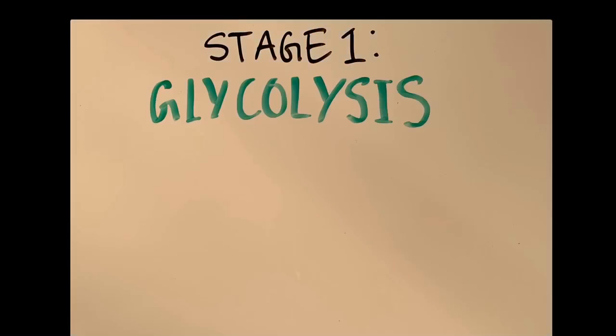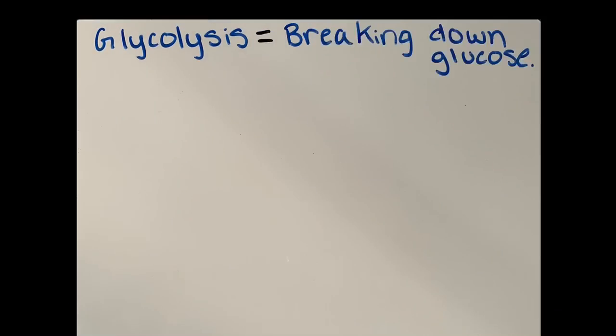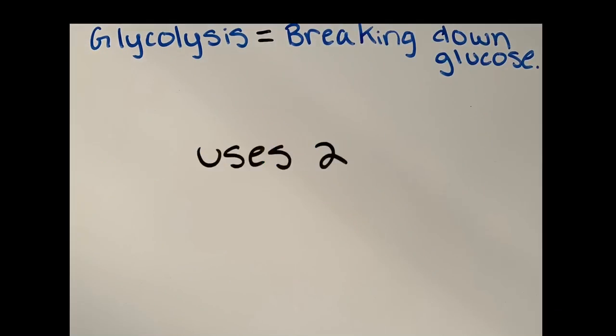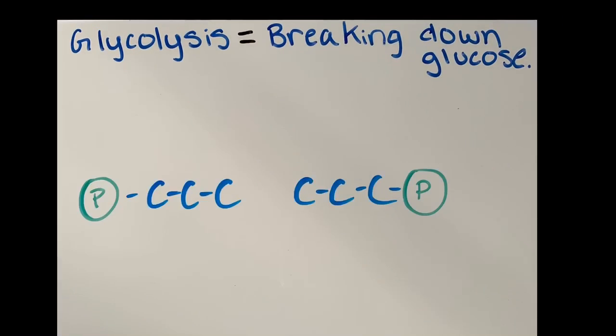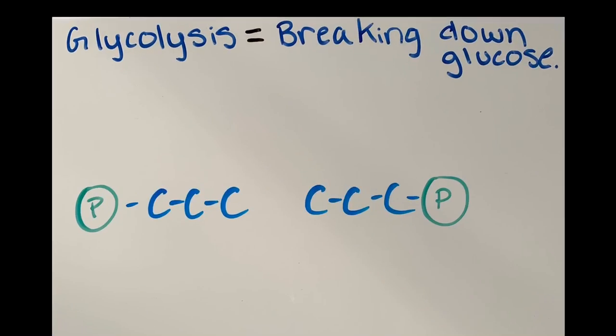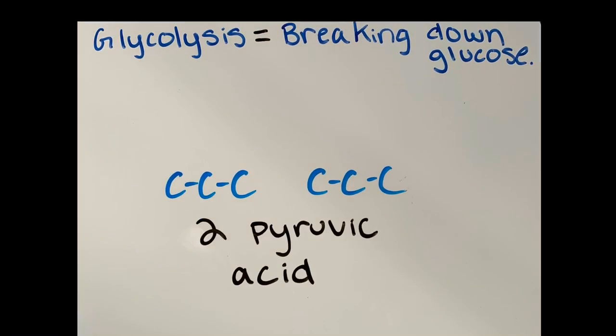The first stage of cellular respiration is glycolysis. This takes place in the cytoplasm of a cell. Glycolysis is the breaking down of glucose. Glucose has 6 carbons. During glycolysis, 2 ATPs and 2 NAD pluses are used to break the 6-carbon compound into 2 3-carbon compounds, each having a phosphate group attached. These 2 compounds then reconfigure into pyruvates.